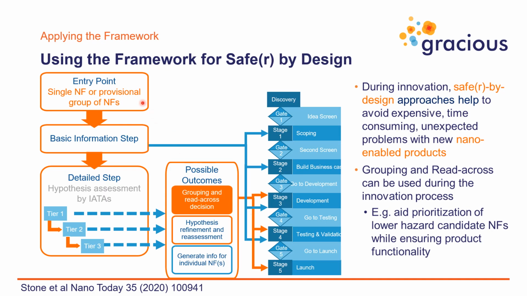The grouping framework aligns with innovation stages, shown here by the stage gate process that goes from early discovery through to the launch of a product, where you have various gates where you make decisions about whether to progress to the next stage or not. So this basic information step allows you to actually cover quite a wide range of stages, from stage 1 scoping through to stage 4 testing and validation, whereas the detailed step allows you to go right through to the launch phase of your product.